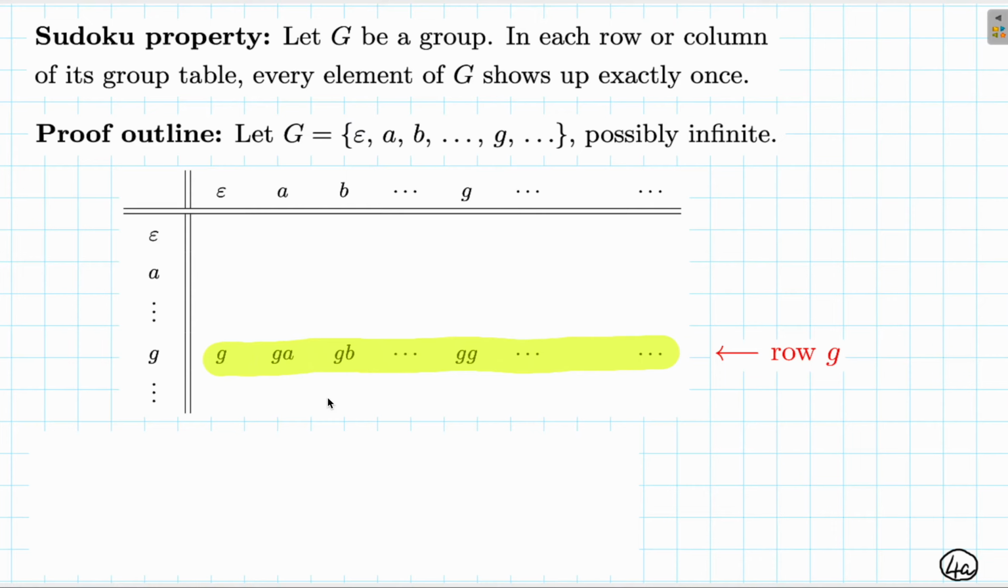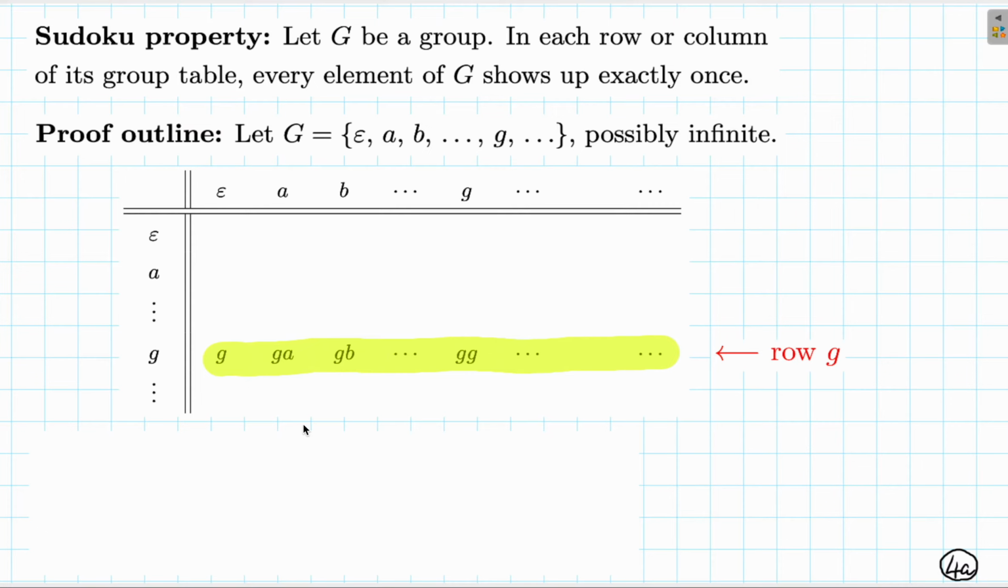Now, there's nothing special about that particular row. And so if we can show that row g satisfies the Sudoku property, then we can conclude that every row satisfies the Sudoku property. That takes care of the rows. How about the columns? Well, the argument for the columns is very similar to the argument that we'll make for the rows.